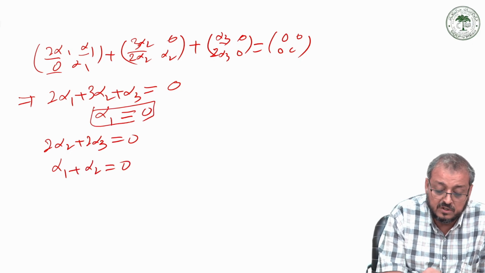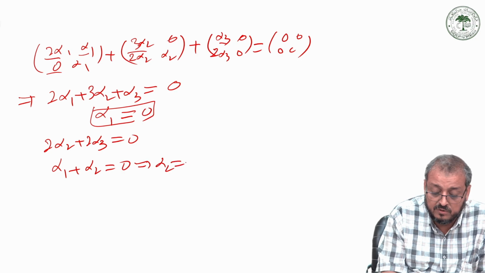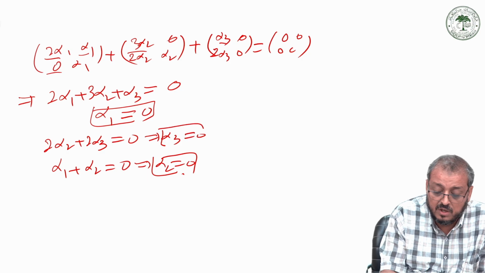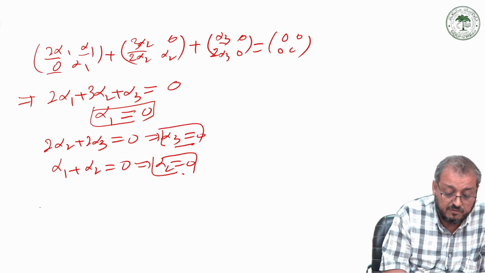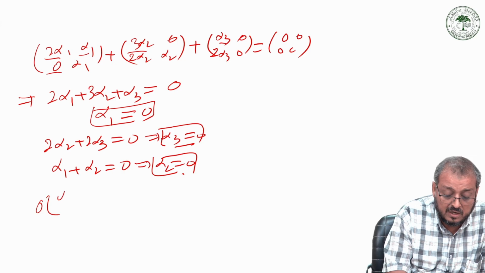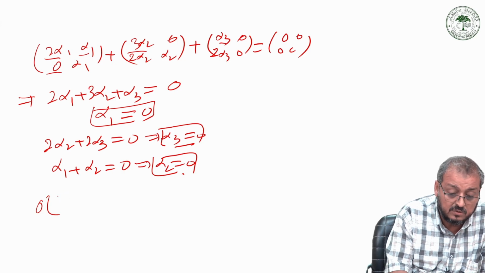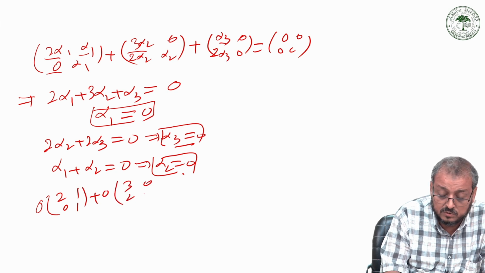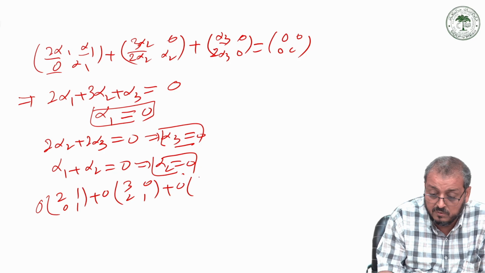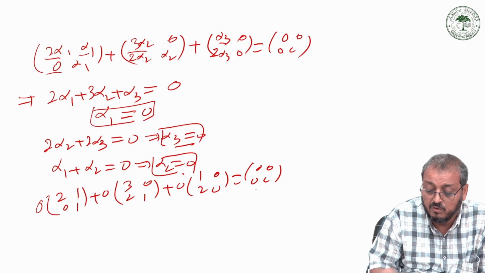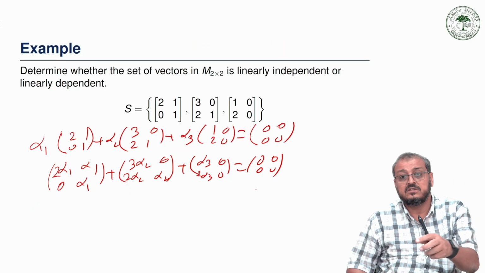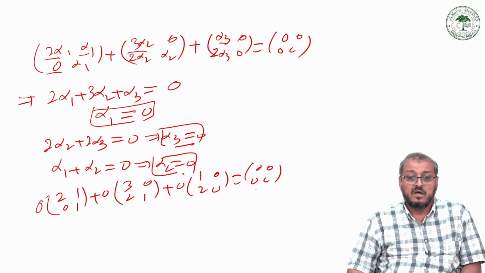Now alpha 1 is equal to 0. From this we get alpha 2 is equal to 0. If alpha 2 is equal to 0, from this we get alpha 3 is equal to 0. So we can write the matrix in the form 0 times the first matrix plus 0 times the second matrix plus 0 times the third matrix, and this gives the zero matrix, a trivial linear combination in this case. So this means this set of vectors is linearly independent.